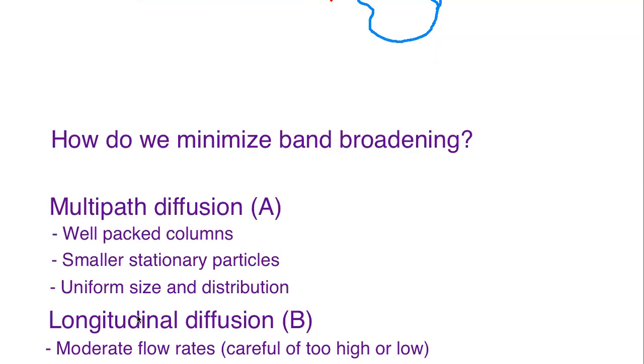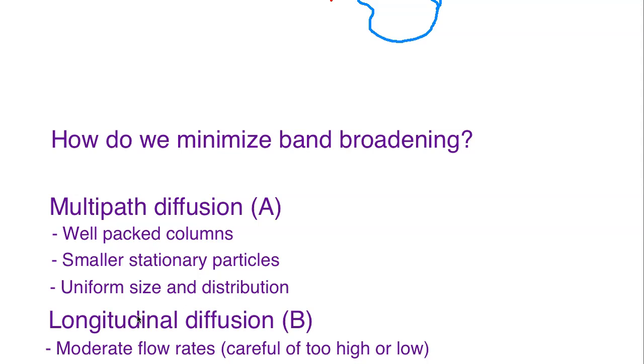So how do we minimize band broadening? Here's our list that I just brought up. Now please keep in mind these are general suggestions, so I cannot give you a specific column length or a specific flow rate here because some of that is going to depend on the particular solution that you are trying to separate and what those results look like. Okay, but they are general principles to keep in mind when you are working with HPLC.